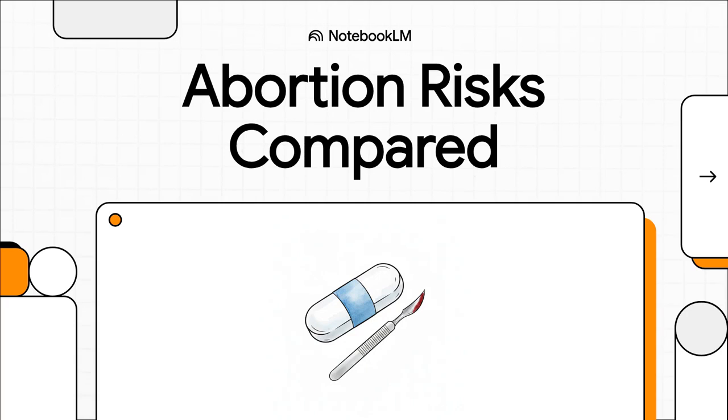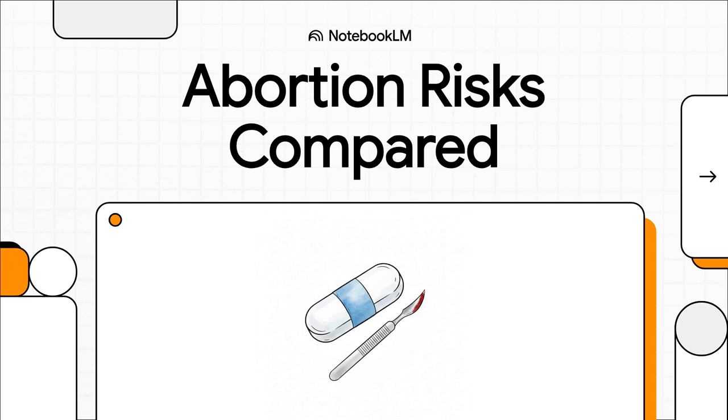Welcome to This Explainer. Today, we're unpacking a highly detailed, purely data-driven piece of research. We're going to impartially look at the findings of a massive international meta-analysis that compares the medical risks between two distinct abortion methods. As with all of our explainers, we are entirely focused on the data here. We're stripping away the noise to look strictly at what the clinical research tells us.